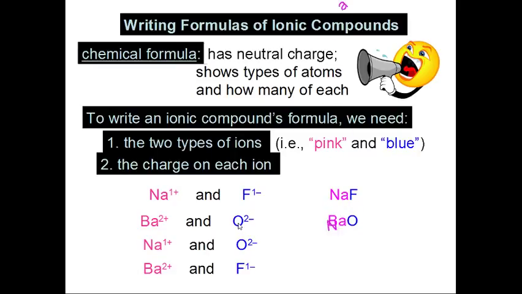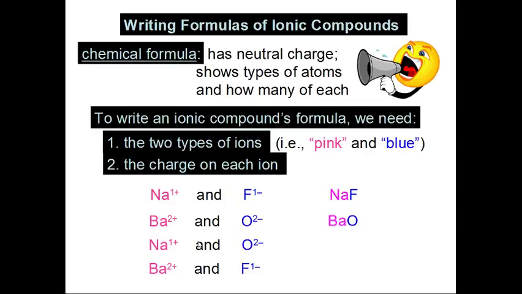Now it gets a little bit different when we have sodium and oxygen. Sodium wants to give away one electron, oxygen wants to take 2. So to be happy, oxygen is going to need to find 2 sodiums, because it gets one electron from one sodium, one electron from another sodium. So sodium and oxygen are going to make Na2O. Let's look at barium and fluorine. Barium wants to give up 2. Fluorine only wants to take 1. So barium is going to have to find 2 fluorines to get happy.